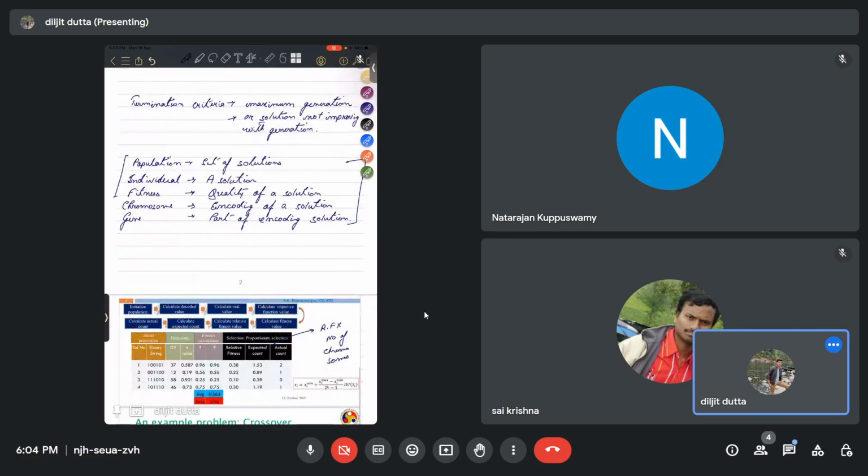These are the terminologies related to genetic algorithm. Population is defined as a set of solutions. Individual is called a solution. Fitness is defined as the quality of the solution. The chromosome is the encoding of the solution, and the gene is a part of the encoding of the solution. We discussed that it is a whole string with different bits, like 1010 11. If it is binary coded, this binary coded string is a chromosome, and its bit is called the gene.